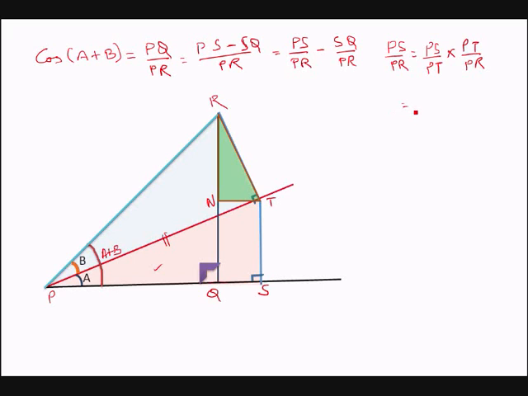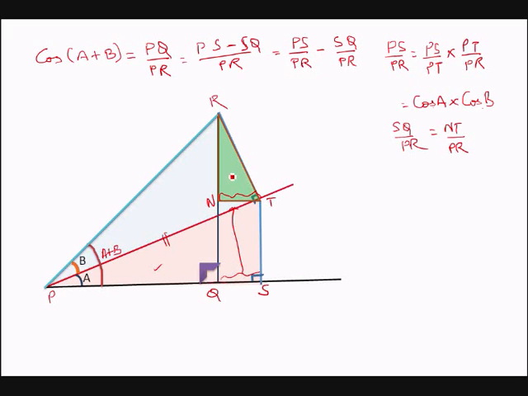PS over PT is adjacent over hypotenuse for angle A, therefore it is cos A. PT over PR is adjacent over hypotenuse for B, therefore it is cos B. Therefore we have PS over PR as cos A cos B. Now what is SQ over PR? SQ is this side, which can be equated to NT of this triangle. Therefore, SQ over PR will be NT over PR.